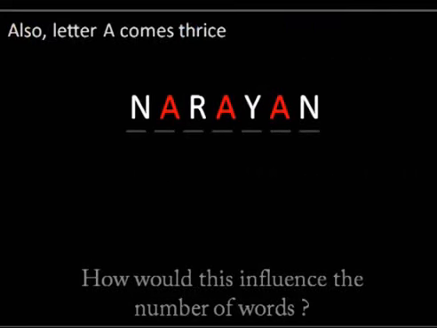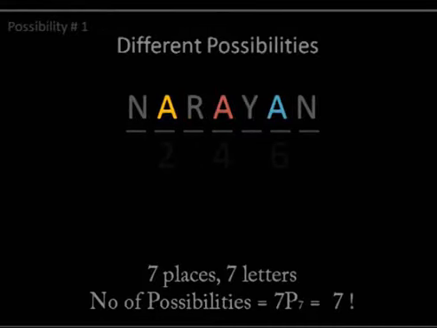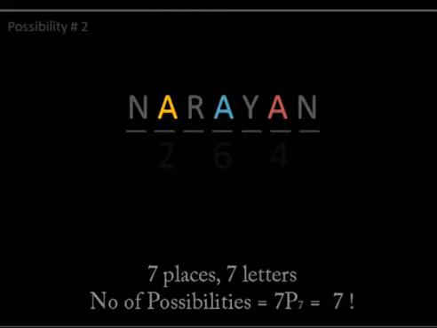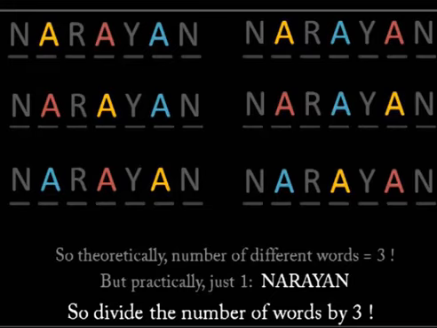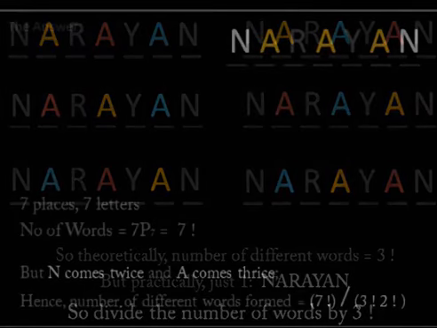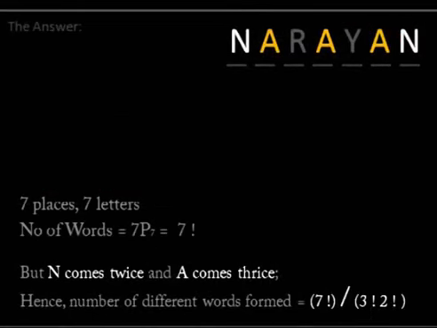The same logic will apply for A, and we can see that there are 3 A's, which means that they can be arranged among themselves in 3 factorial, which is equal to 6 different ways. We can see those 6 different ways. Now, there are 7 letters in the word, out of which N is coming twice and A is coming 3 times.